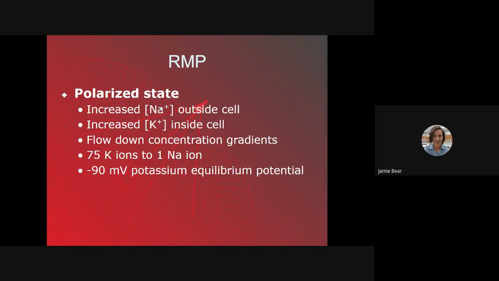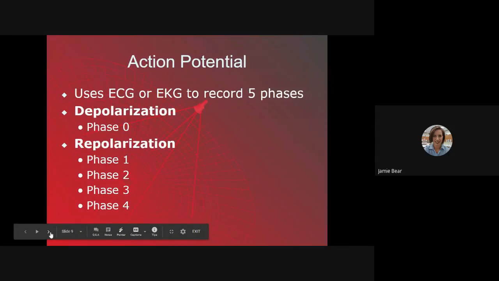Okay, so there's more sodium outside and more potassium inside. They do flow down their gradients, so the potassium won't want to go out and the sodium will want to go in. And there's about 75 potassium ions to every 1 sodium ion, and that's why it stays that negative. So when we do an ECG or an EKG, ECG stands for electrocardiograph, and so does EKG. This was just the German pronunciation of it.